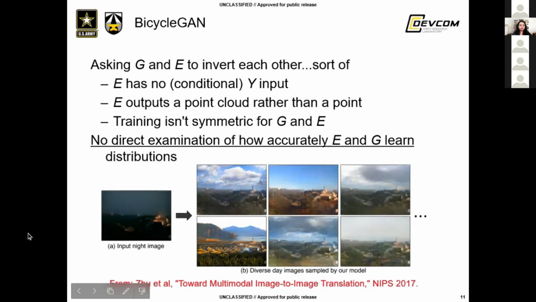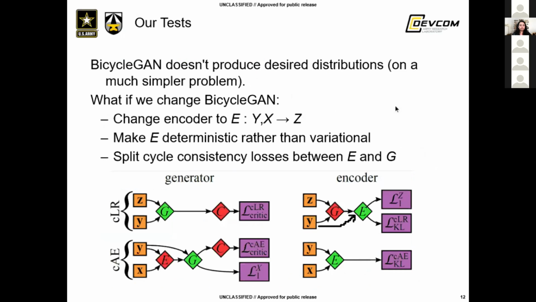again is not an indictment of the paper or any of the other ones that looked at the same problem, because you can see the results here are pretty impressive and they are realistic and they are diverse. So at the very least, they're a subset of the desired distribution. We also found that we weren't able to produce the desired distributions using the original model. So we made changes.